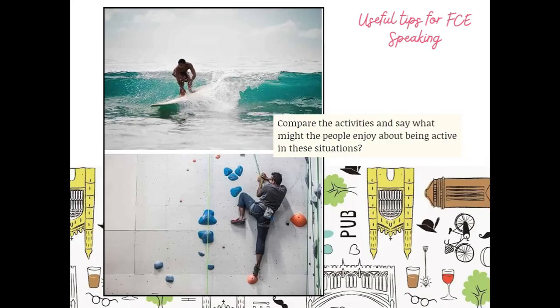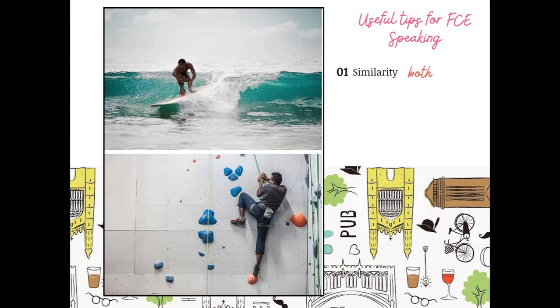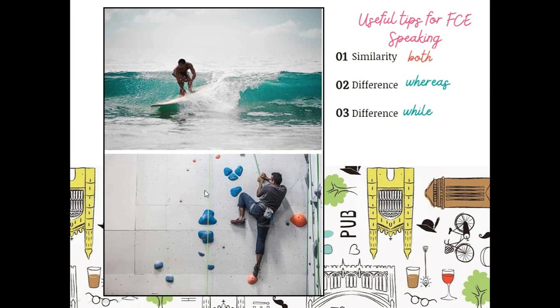Well, let's practice the order of the answer. Reading the question, compare the activities and say what might the people enjoy about being active in these situations. Let's go. Well, both pictures show people practicing extreme sports. Whereas this man is indoors, the other one is having a feeling of freedom outdoors. And while the surfer needs the weather forecast, the climber doesn't depend very much on it. I imagine that these two people are enjoying because they feel satisfied about what they're doing.